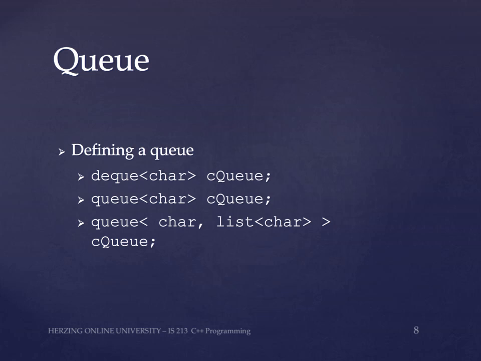So how do we define a queue? The syntax to define a queue is listed here on this slide. You can define a queue of characters named CQ implemented using a deque as well. Implementing using a queue, you can do queue char CQ. Implemented using a list, you can do queue char list char CQ, and spaces are required between the consecutive operators and symbols.